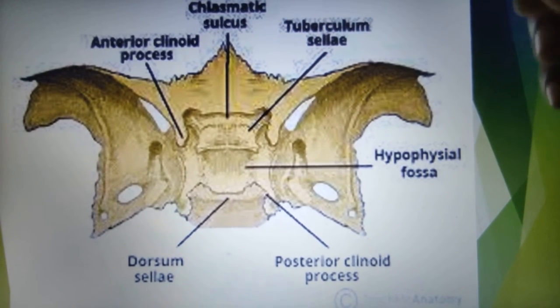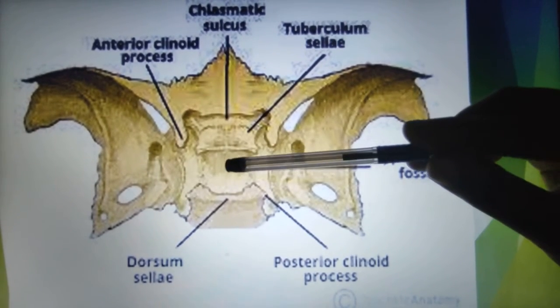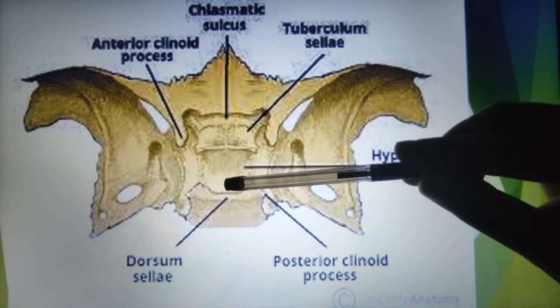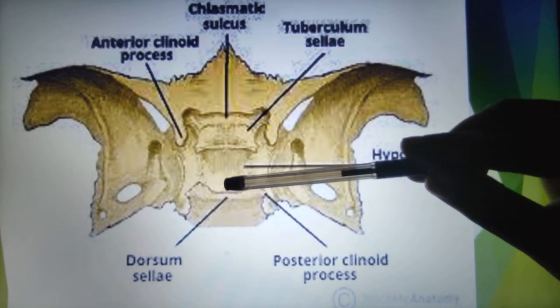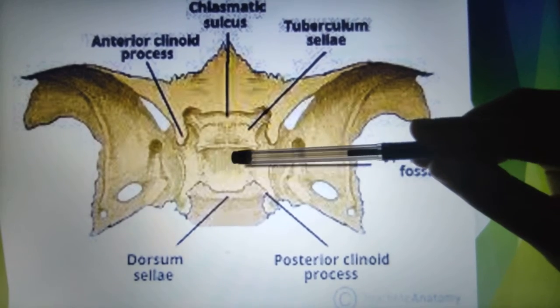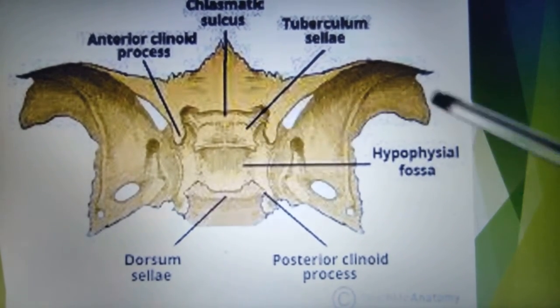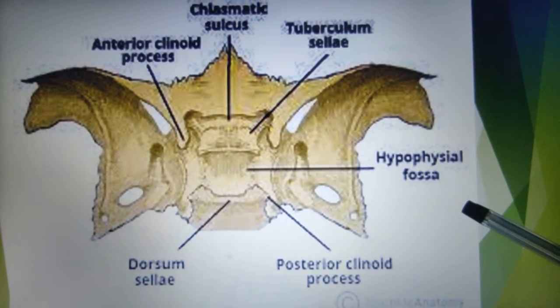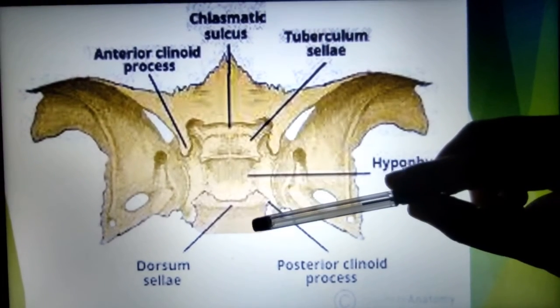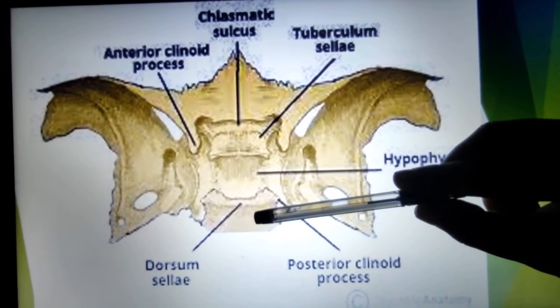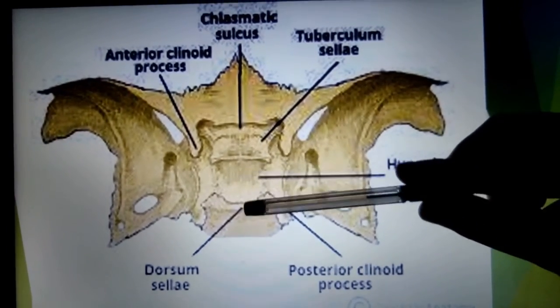Then, coming to the air sinus, the sphenoidal air sinus is present below the floor of the hypophyseal fossa. Okay. Next, coming to another feature, the dorsum sellae. This is the dorsum sellae. It is the back of the Turkish saddle.